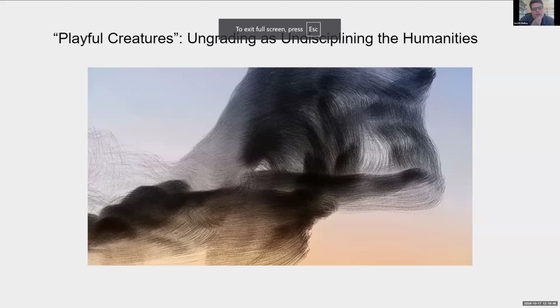So I've been thinking about ungrading in the context of moving it towards a kind of post-humanism, both in terms of going beyond the human, but also undisciplining the humanities, my own discipline, broadly speaking. And I don't think that this is confined to the humanities, but this is just where I'm coming from. And I'm really interested to hear about the way others are thinking about it.